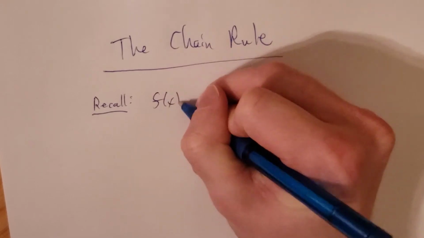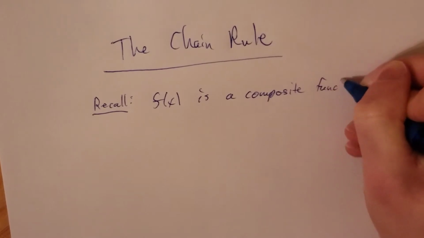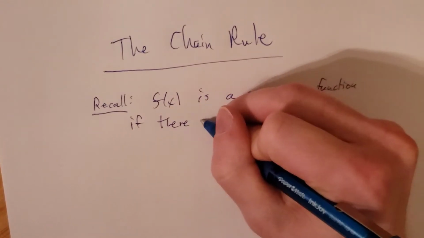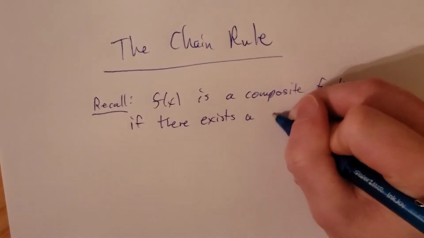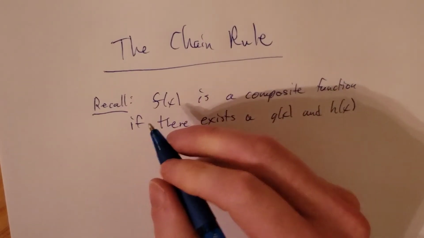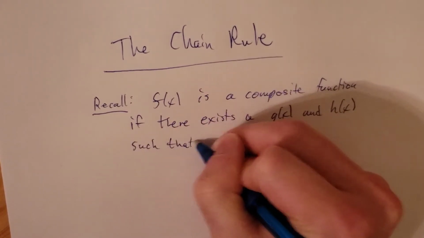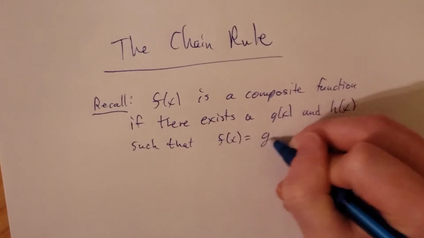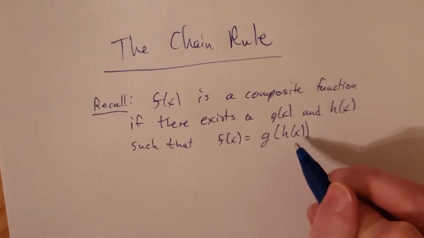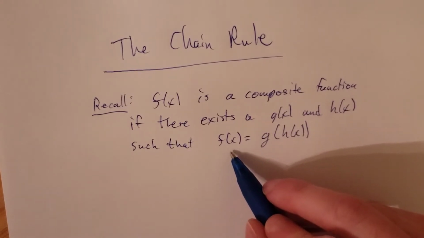All right, so f of x is a composite function if there exists a g of x and h of x, so a function g and a function h, both in terms of the independent variable x, such that f of x is equal to g composed of h of x. So we apply g on the function h of x, and that is how f of x is defined.